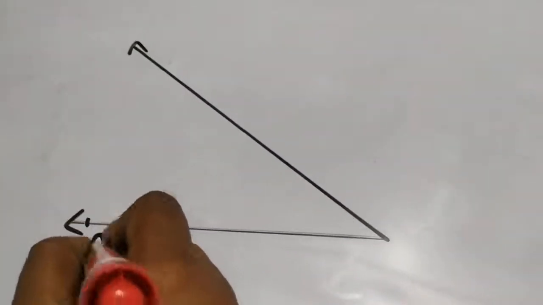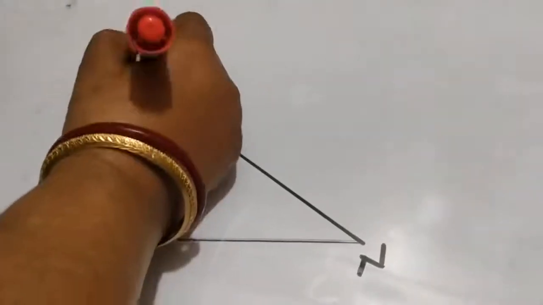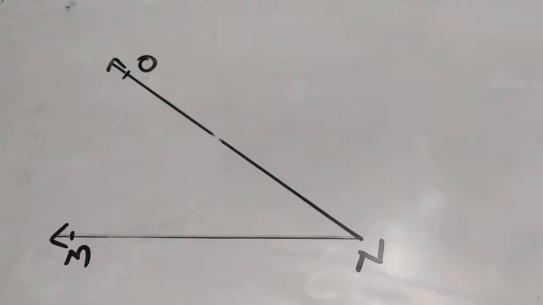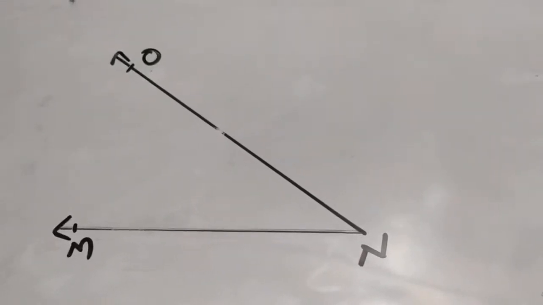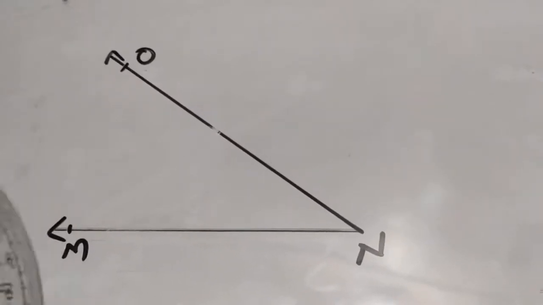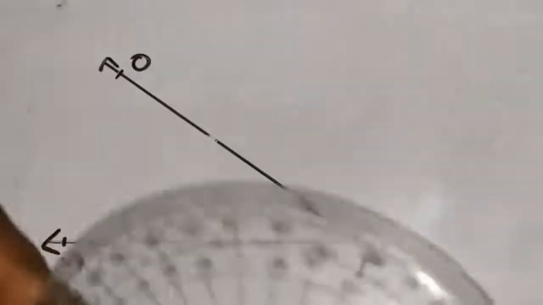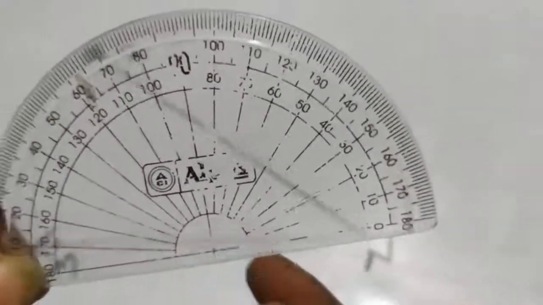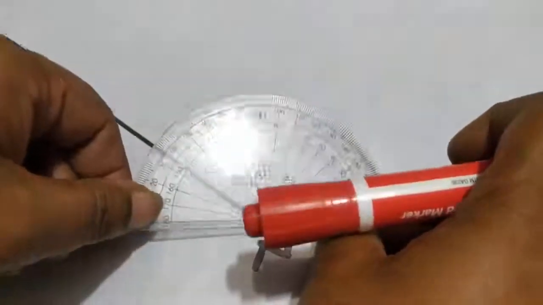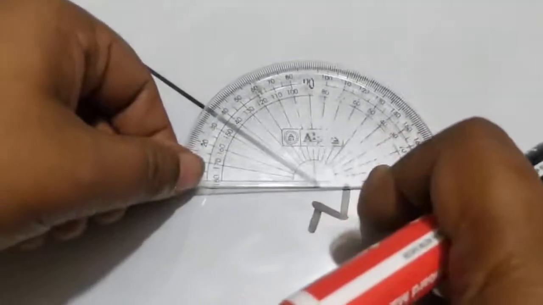This is an angle, M, N and O. I have to measure this angle. According to what I have told you, firstly I will adjust this 0. Where is the 0? So this is the 0. I will adjust this 0 at the vertex of this angle.